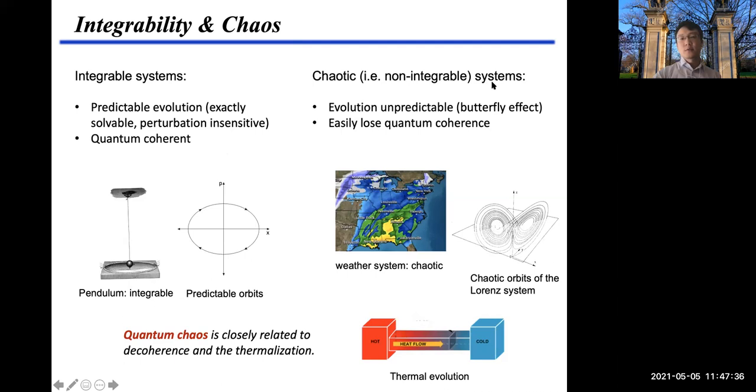For chaotic systems, this just means non-integrable. The generic concept is that the evolution is unpredictable, and this is more commonly known as the butterfly effect. The evolution is sensitive to initial conditions, for instance, the weather systems. For quantum chaos, people are still discussing the precise definition, but some features of quantum chaos include that the system would easily lose quantum coherence, and it would show thermalization quickly. These are related to today's topic.